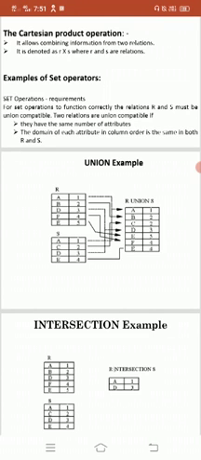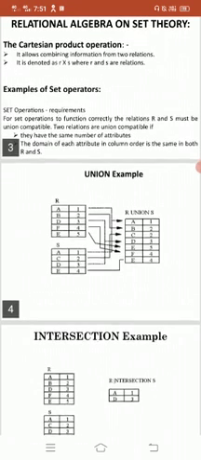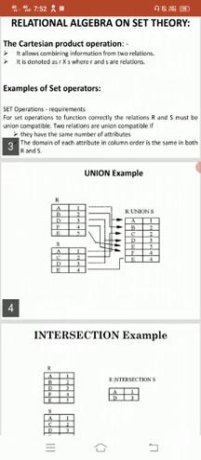We also have binary operations. Binary operations require a minimum of two tables or sets. Set operations combine the results of two queries into a single result. Queries containing set operations are called compound queries.